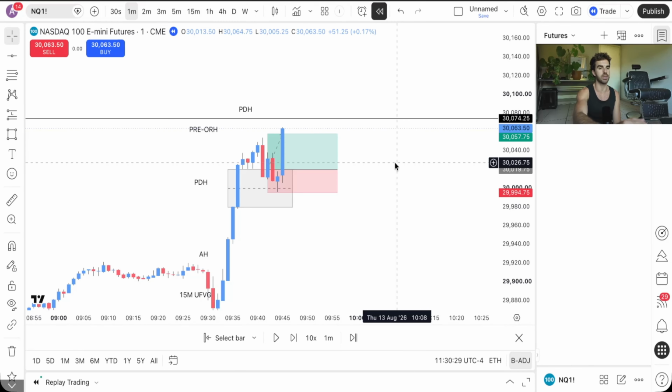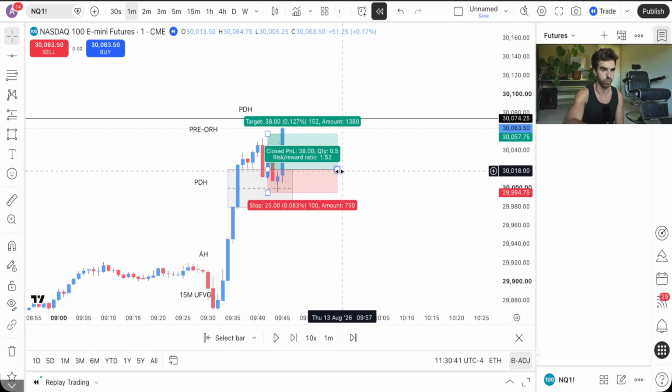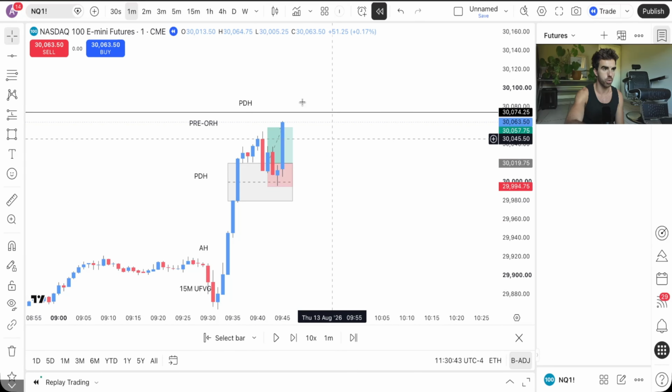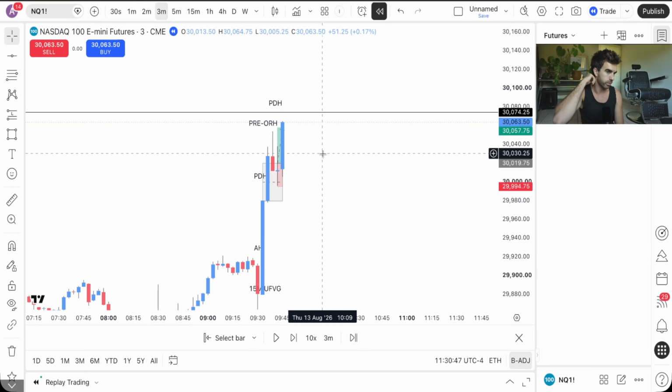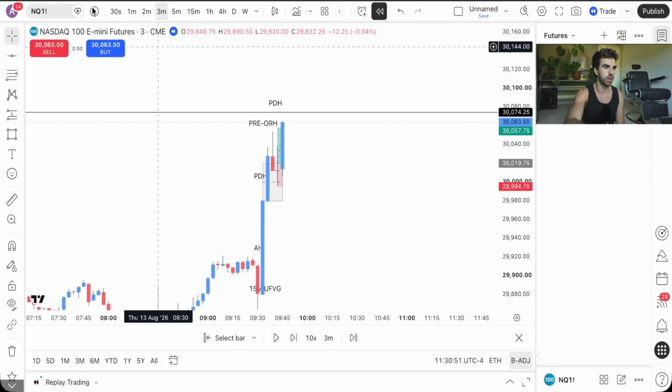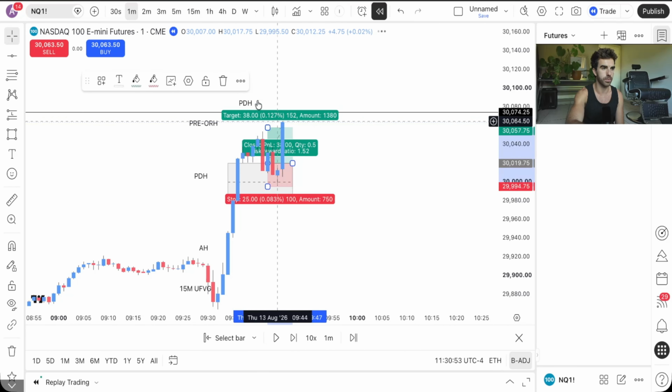Very textbook trade. My bread and butter setup, basically, over the last few weeks, especially the 1-minute or multi-minute tap in pre-opening range high or to opening range high or pre-opening range low or opening range low. So could have added in another position on the next account on this 3-minute, but I did not do that.